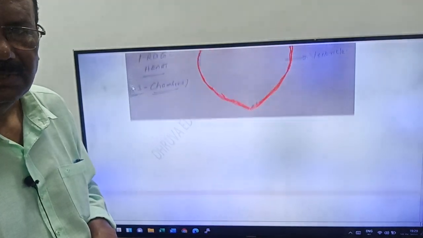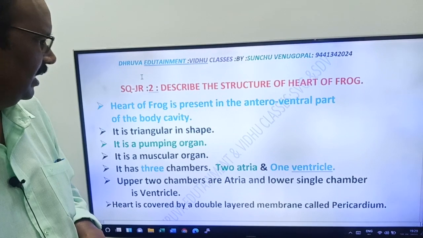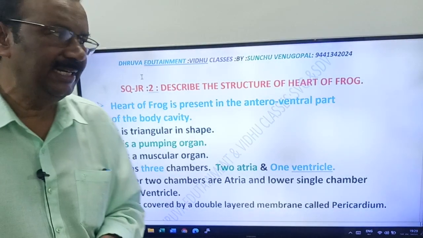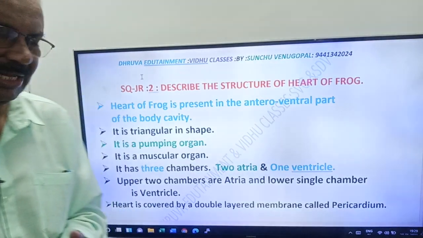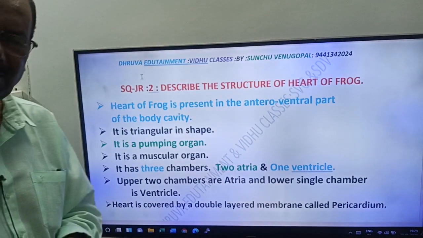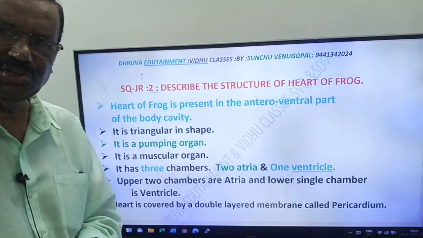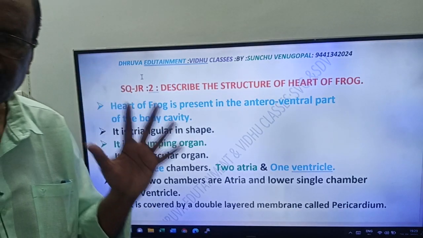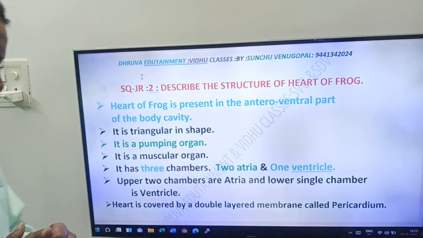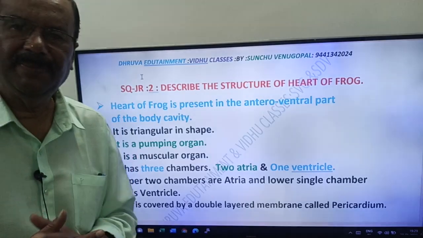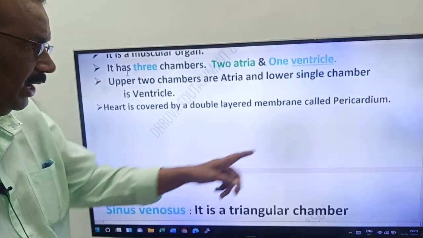Once again friends, what is the structure of the heart of frog? Write the structure of the heart of frog. It is present on the anterior ventral part of the body cavity, triangular in shape, a pumping organ, a muscular organ. It has three chambers. The upper two chambers are atria, the lower single chamber is the ventricle. This heart is covered by a double layered membrane. What is that? It is the pericardium.